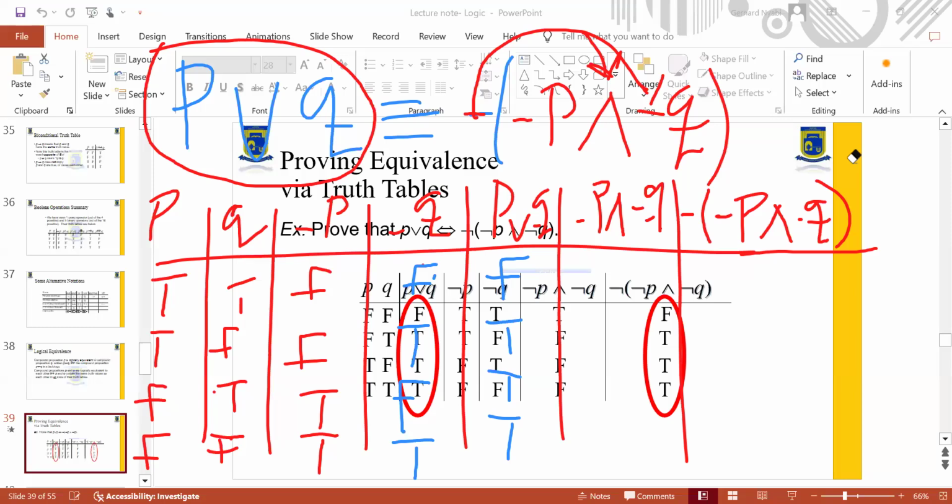So negative P and negative Q. True and true is what? True, right? So where can we locate true and true? Is here, right? So true and true is true. The rest are false. Are we okay? Okay, sir.